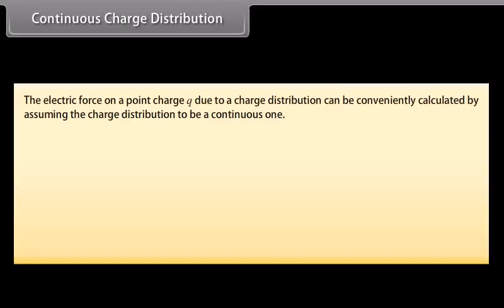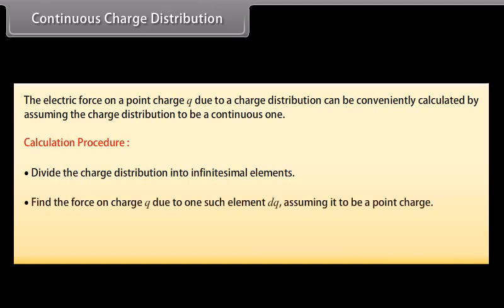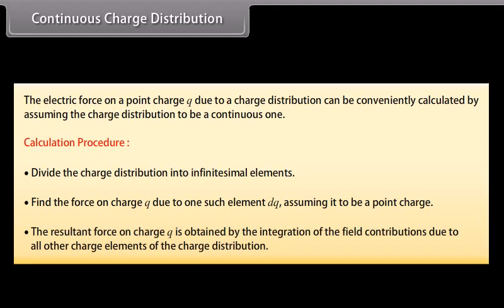Continuous charge distribution. The electric force on a point charge q due to a charge distribution can be conveniently calculated by assuming the charge distribution to be a continuous one. Calculation procedure. Divide the charge distribution into infinitesimal elements. Find the force on charge q due to one such element dq, assuming it to be a point charge. The resultant force on charge q is obtained by the integration of the field contributions due to all other charge elements of the charge distribution. Linear charge density, lambda.